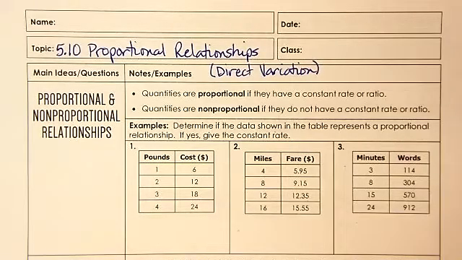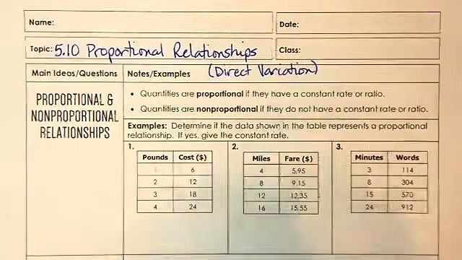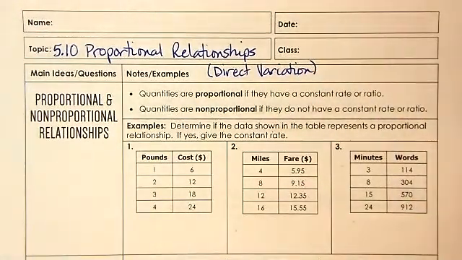Hey guys, all right, today we are covering 5.10 proportional relationships. The more mathematical name is direct variation, which we'll get into more in algebra next year, but that is what it's called as well.